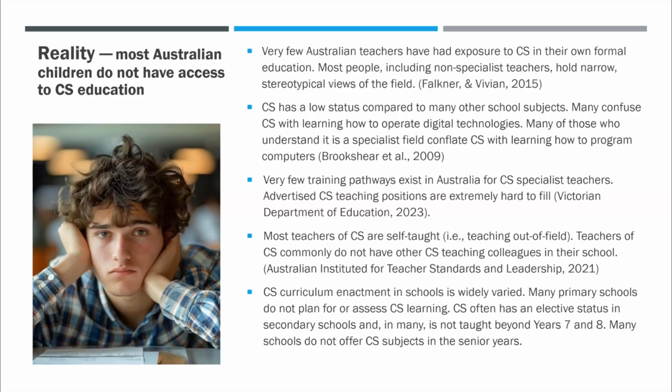Now, computer science curriculum enactment in schools varies widely, quite often with primary schools not planning to do any or assess computer science learning. And quite often, computer science is an elective in secondary, and quite often it's not really taught beyond years 7 and 8 and is not offered at all in senior years, year 11 and 12. Next slide, please, Julie.